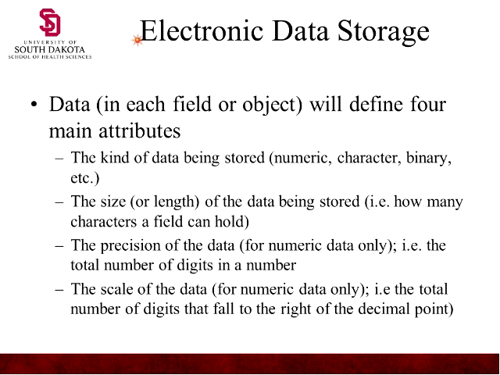Data in each field or object will be defined by four major attributes. The first is the kind of data being stored, whether it's numeric, character, binary, etc. The size or length of the data being stored, for instance, how many characters are in a field.